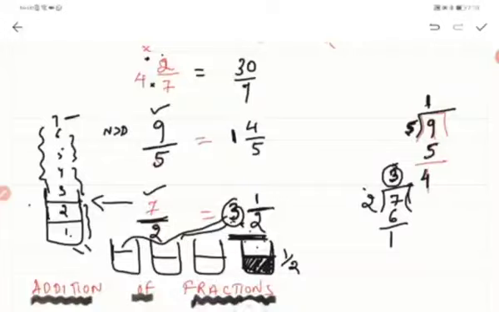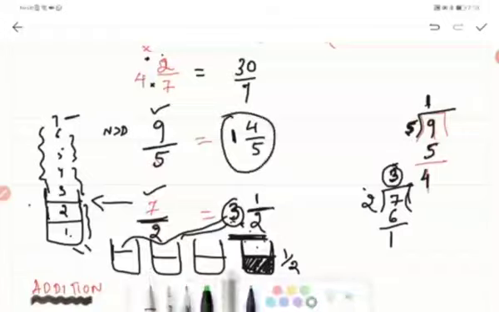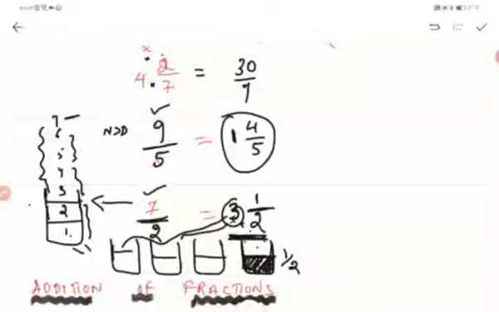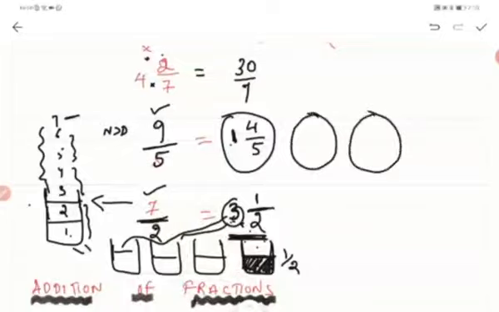So let me draw the pictorial representation of this. It can be anything: a circle, a container, or anything. When I take a container, it becomes easy for me to divide. But if you want me to take a circle, I'll take a circle. One is the whole circle, and in the second circle this is represented as a fraction, that is 4/5. So the circle should be divided into 5 parts.